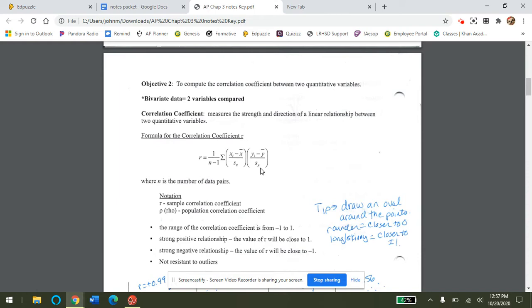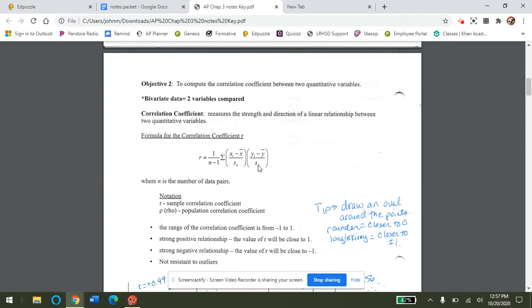No, I have never, ever seen them ask you to do this by hand because this is absolutely atrocious. You would need to multiply this and this together and then add up all of those multiplications of each data point's x minus the average of x's divided by the standard deviation of x times that data point's y minus the average of the y's divided by the standard deviation of y's. If you have 20 data points, you need to do this 20 times and add it all up. I've never seen that asked to do by hand. You can use the technology at all times.